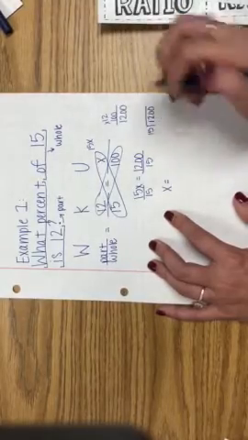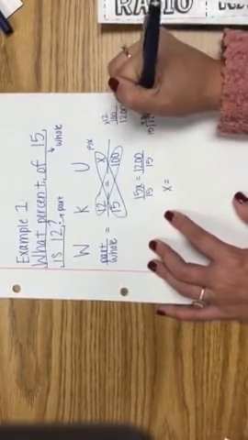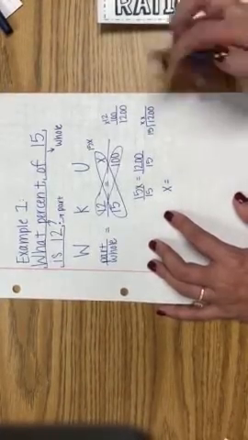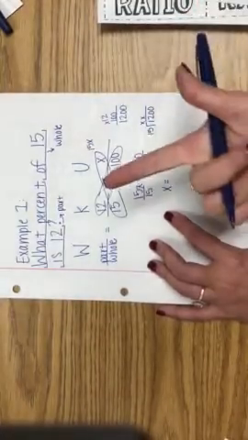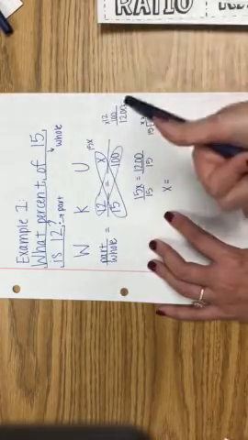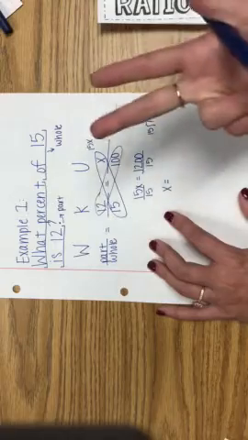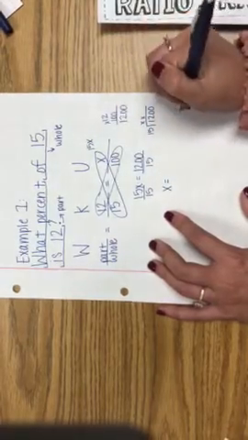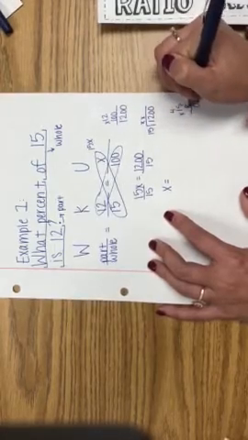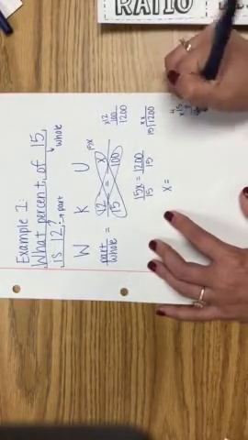Okay, 15 cannot go into 1. It cannot go into 12. It can go into 120, but I don't know how many times, so I'm going to figure it out. So let's see, 15, 30, 45, 60, 75, 90, 105, and then I think it's 120. So let's make sure. 15 times 8 is 40, 8, 9, 10, 11, 12, does give me 120.